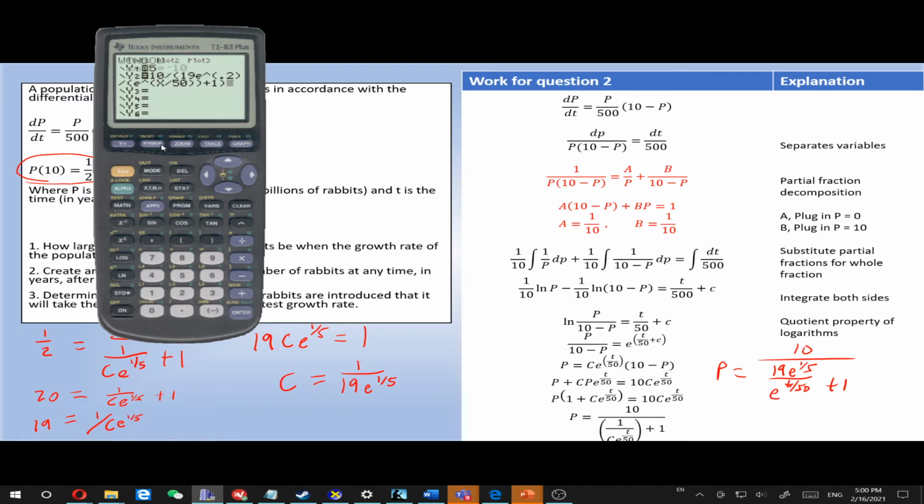And we know that this has to be somewhere between 0 and 10. So I'm going to leave my window just like this. And we'll calculate our intersect.